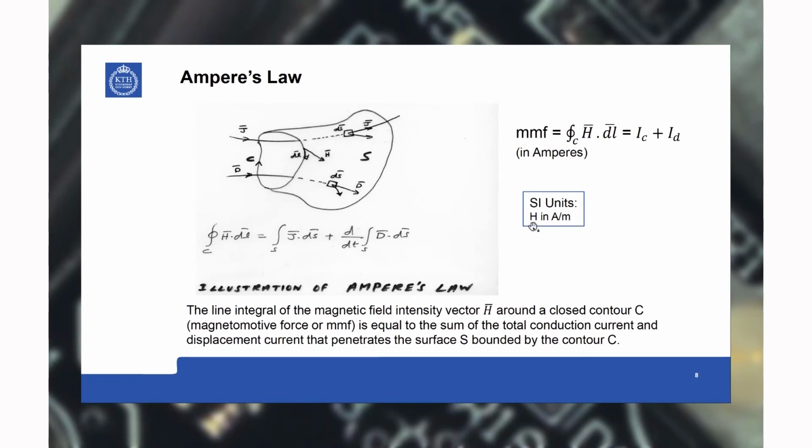H is given in amperes per meter. So the line integral of the magnetic field intensity vector H around a closed contour C, or magnetomotive force, MMF, is equal to the sum of the total conduction current and the displacement current that penetrate the surface S bounded by the contour C. So this is Ampere's law.